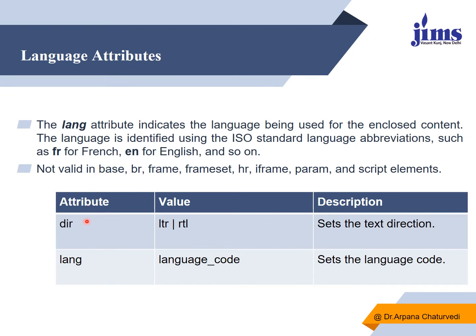In language attributes, there are dir and lang. The value is LTR and RTL for dir, which sets the text direction, left to right or right to left, and lang's value is a language code, which sets the language. So in language code, you can use abbreviations such as FR for French, EN for English, as you have seen mentioned in the DTD also. Not valid in base tag, BR, frame, frameset, HR, iframe, param and script elements. In these tags, you cannot use these attributes.